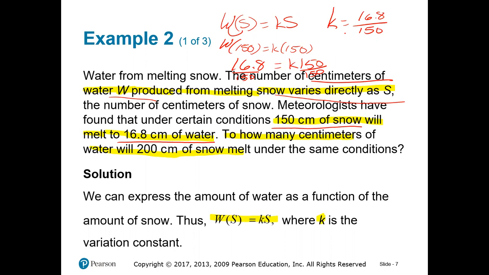I'm going to go ahead and write this in decimal form because we're solving for the constant k here. And I get, oh wow, that came out nice and pretty. I get k is equal to 0.112. So that is my constant. So I can rewrite it back down here. W of S is equal to 0.112 S. So now I have my model. I got my model from this.